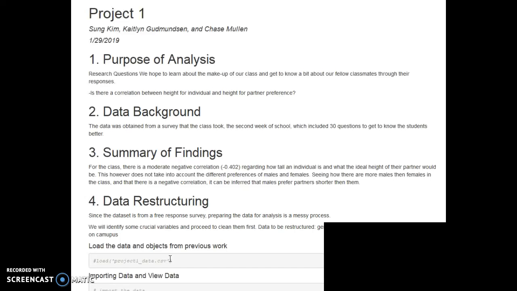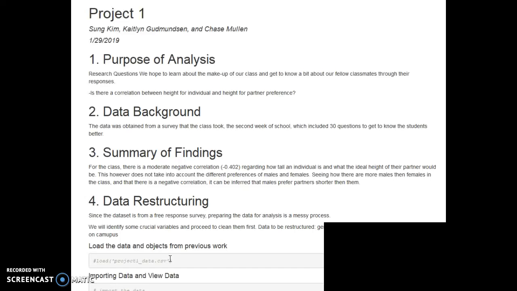And the purpose of our analysis was to learn more about our fellow classmates and to see if there's a correlation between an individual's height and their partner preference. And the summary is that for this class, there are moderate and negative correlations regarding how tall an individual is and what the ideal height of their partner would be.